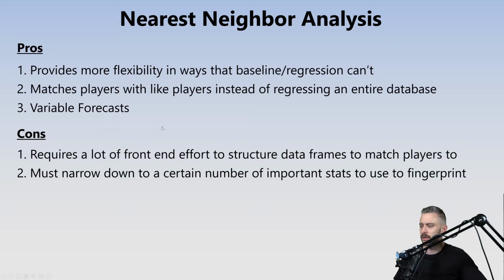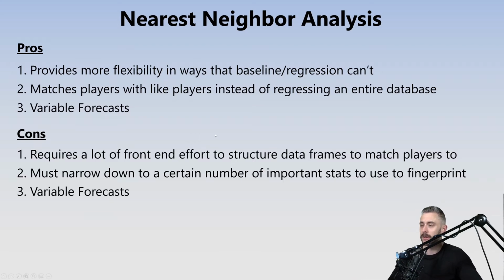Number 2, you have to narrow down a certain number of important stats used for fingerprints. So if you use all the stats that you'd use in a regression, for example, you're not going to get good matches, because the more features you have in a nearest neighbor analysis, the less reliable your matches are going to be, because there's just too much to match off of, and everyone's going to kind of migrate towards the center, right? So what you want to do is select just a certain number of features to match off of when using nearest neighbor analysis. That way your matches are actually identical or similar matches, and not just whoever was closest to the mean, because the more features you have, you're just going to regress to the mean and not actually get a good set of matches.